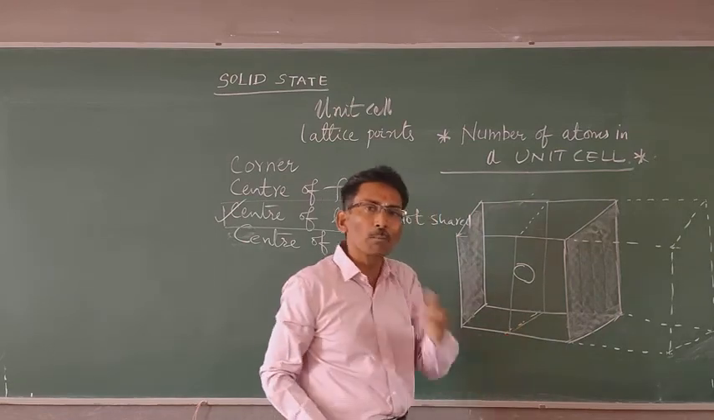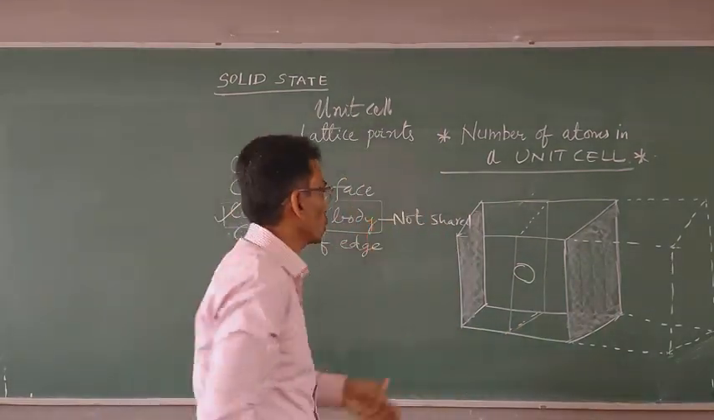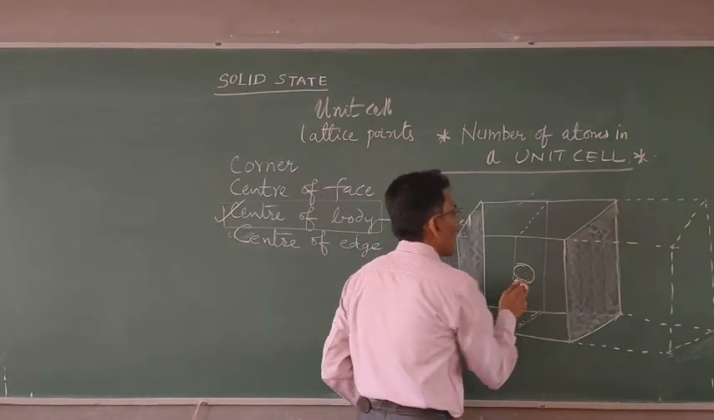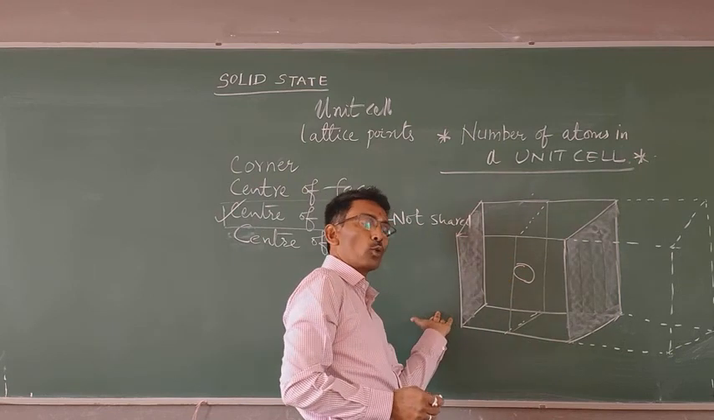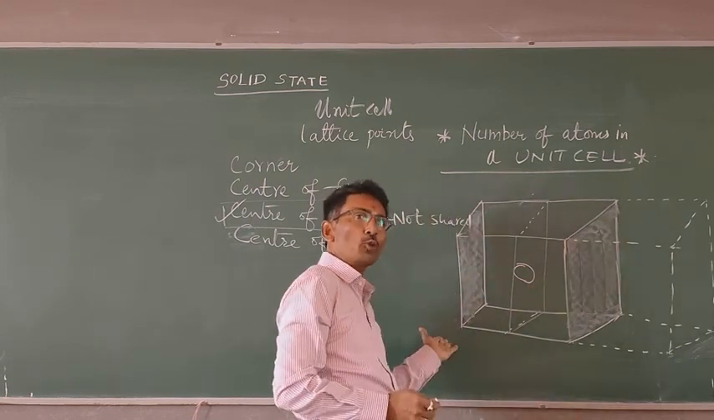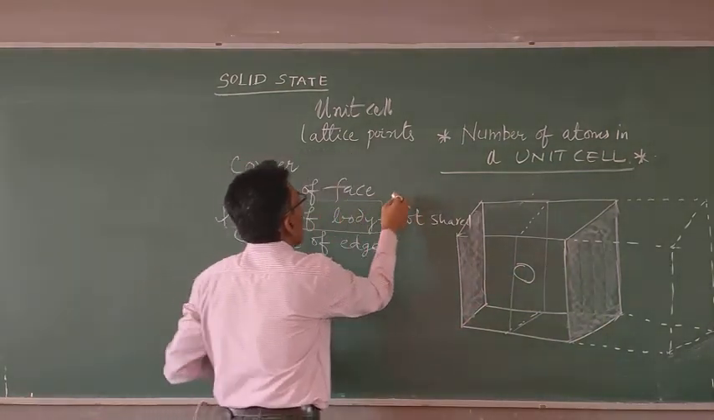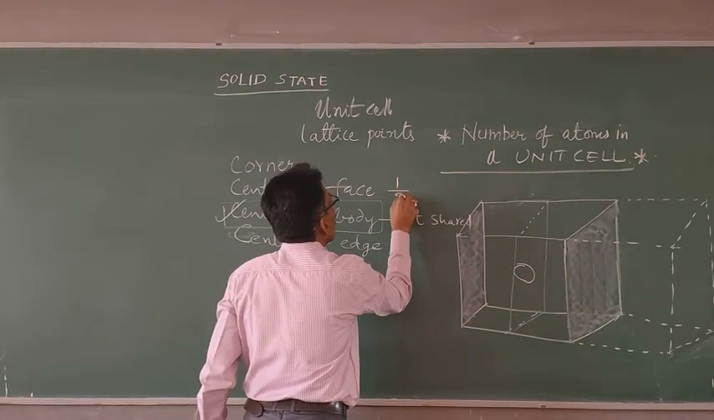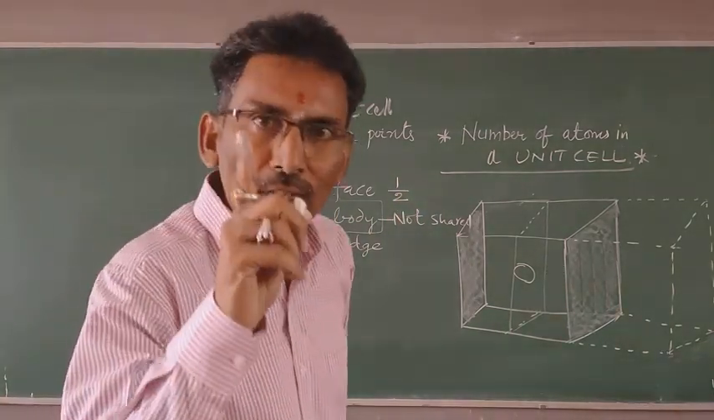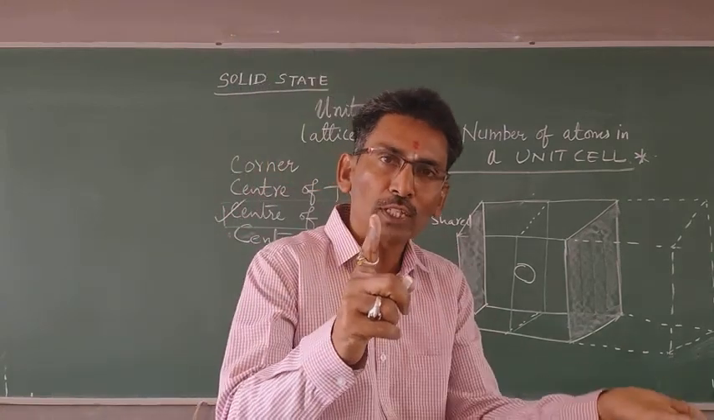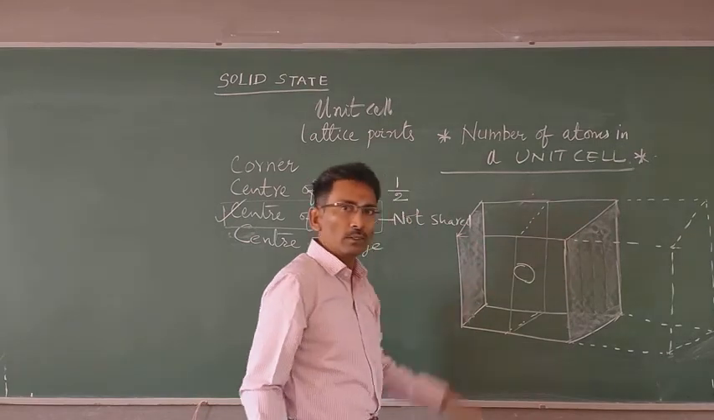And this plank behaves as a face. So therefore, the particle at the face is not completely belonging to this room or to that room. Half to this room, half to that room. So therefore, each face is shared by 2 unit cells. A particle at face center is shared, half to this unit cell, half to that unit cell. That is very important.